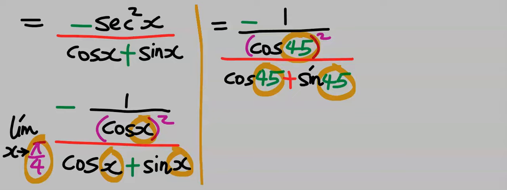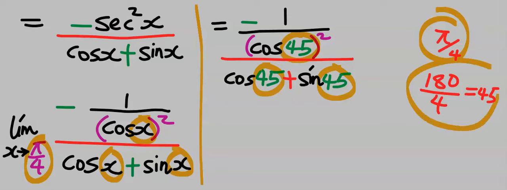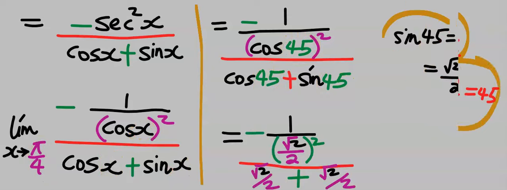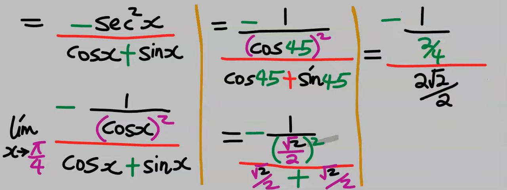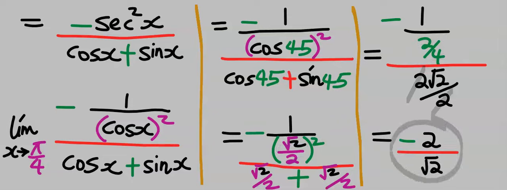Pi over 4 is the same thing as 45 degrees for a trigonometric function. And sine 45 is the same thing as cos 45, and it's the same thing as root 2 over 2. Next, this squared, we take away this square root, and we are left with 2. And this square, we square 2, and you have 4. This 2, we take away this 2. Next, we are now left with minus 2 divided by root 2.